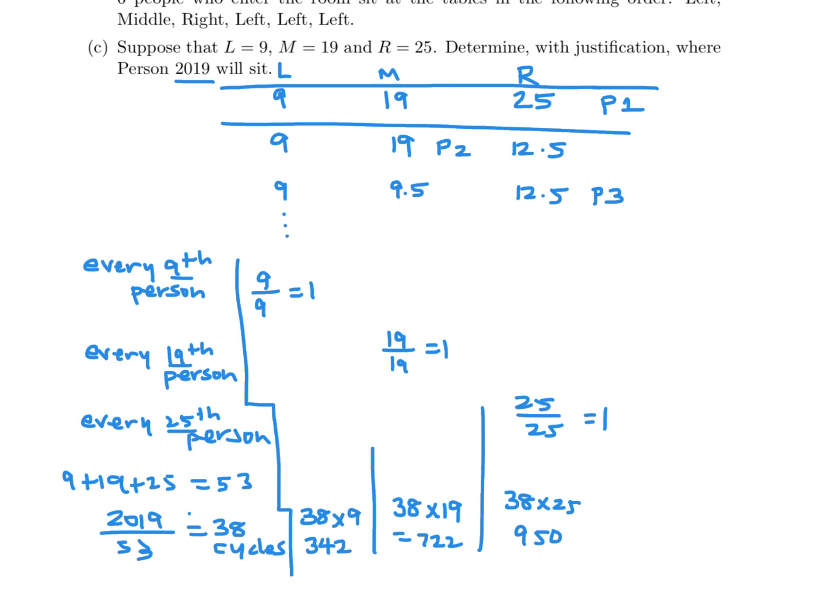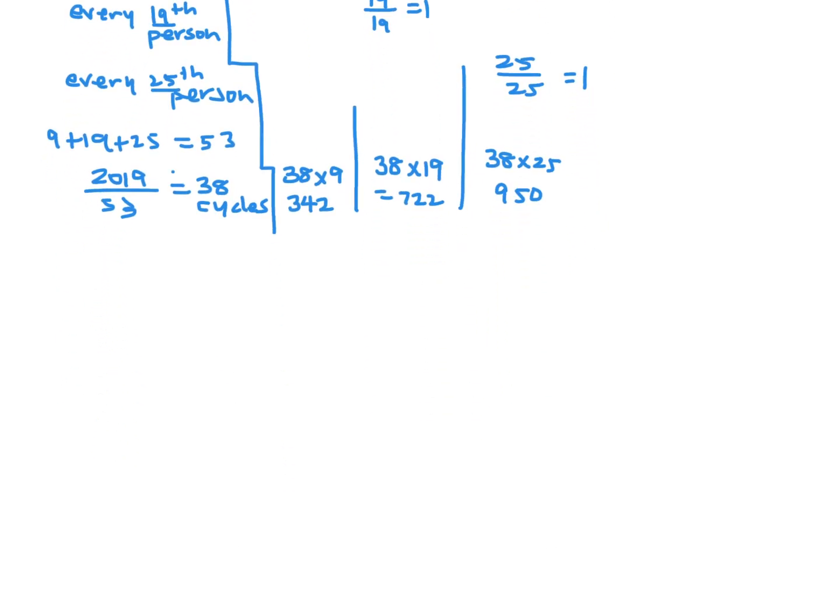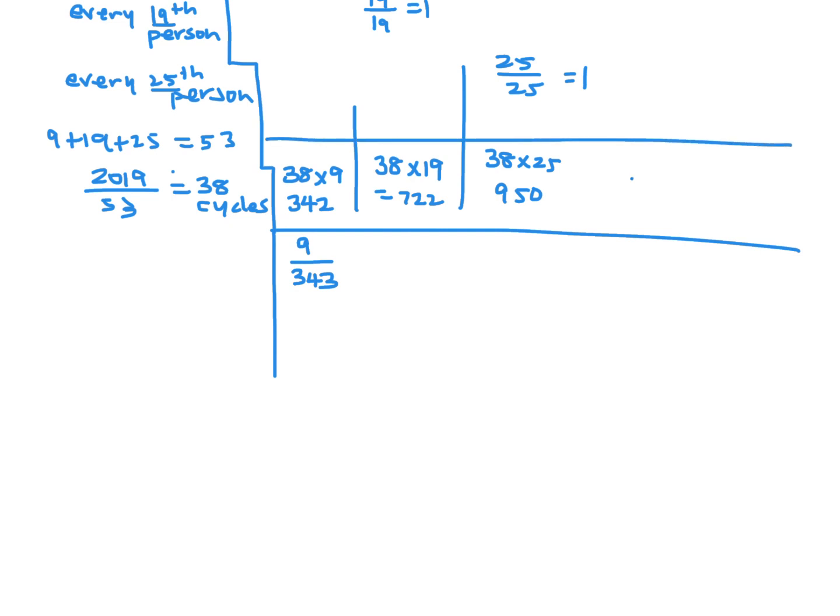So that means by the time we got to there, the number will have been 9 divided by 343, the very next one. Yeah, because this would be person 2014, somewhere in here. I don't know which one, but yeah, because 38 times 53 is 2014. And then the person 2015 would come in one of those 3, and then so on.